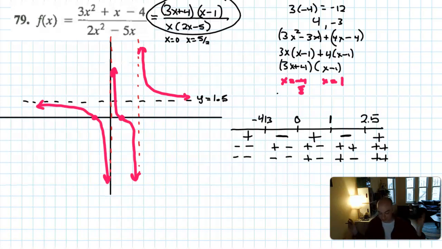As always, if you feel like you want to plug in a couple extra values, you're totally welcome to. I don't need to, because I've graphed enough of these and I trust my sign charts. You're totally welcome to just plug in x equals 3. Don't get too excited and spend all your time plugging in numbers, because you don't have infinite time. But if you need to plug in a couple extra numbers, you're totally welcome to. It can help on problems like this.